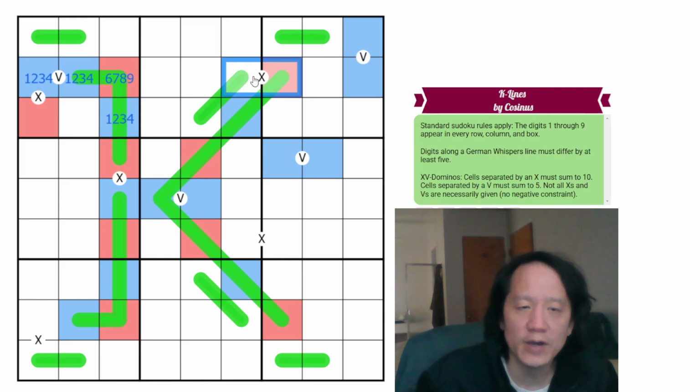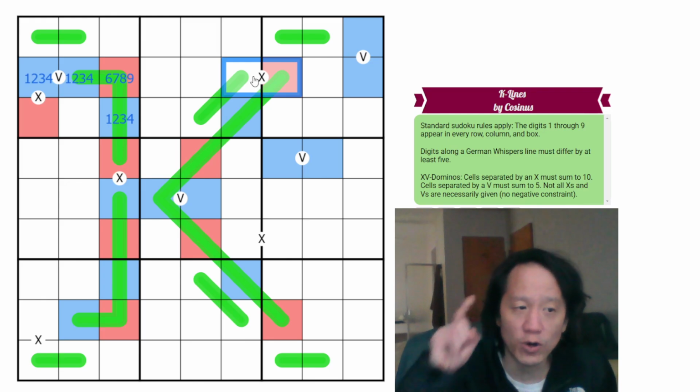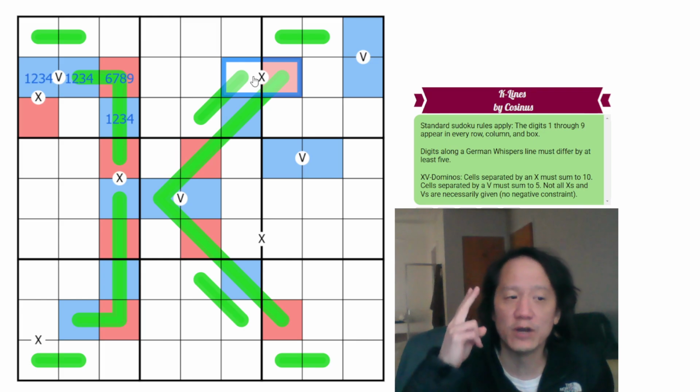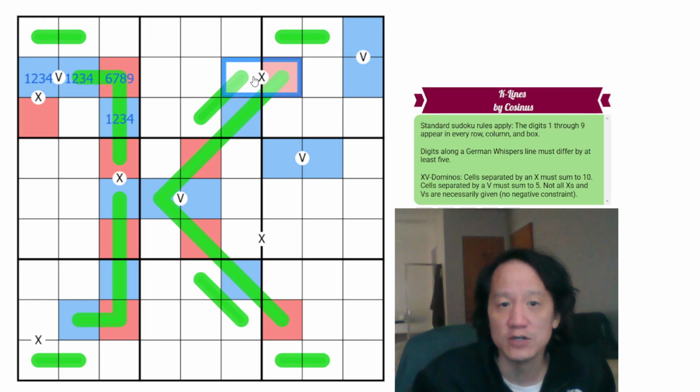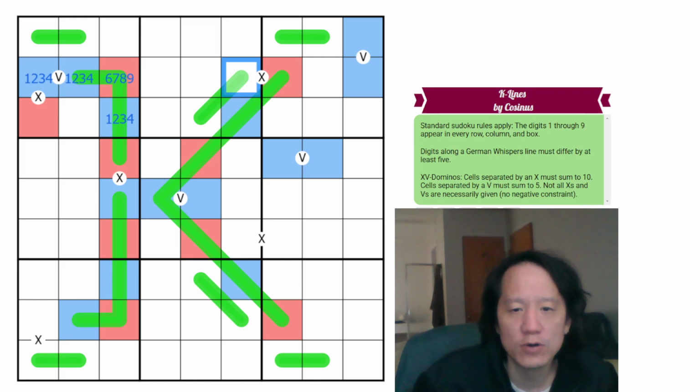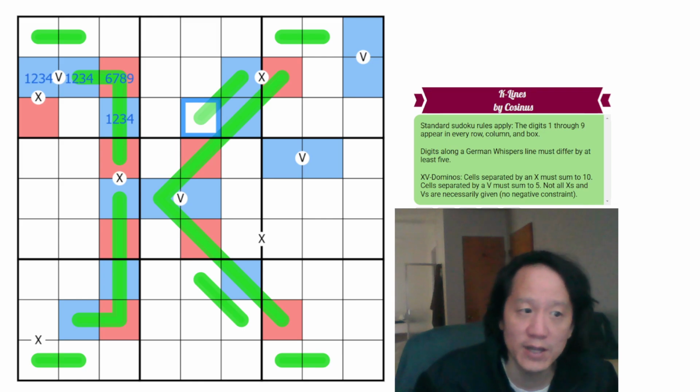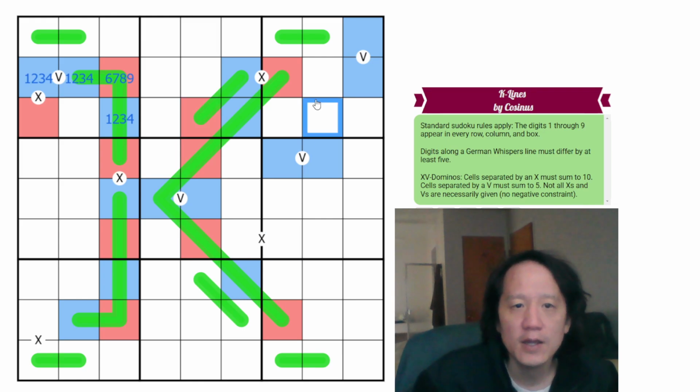Now these two add up to 10, and again you have one low number and one high number when you have 2-digit cells adding up to 10. Therefore, this must be low, which means on a German whisper line, adjacent to it must be high. So therefore, this is high.